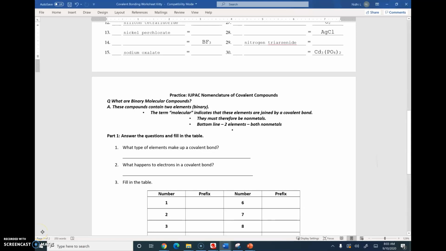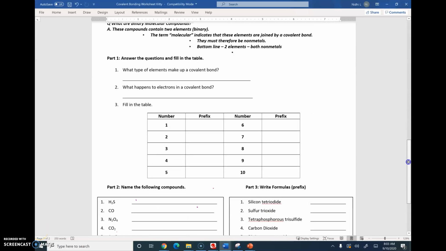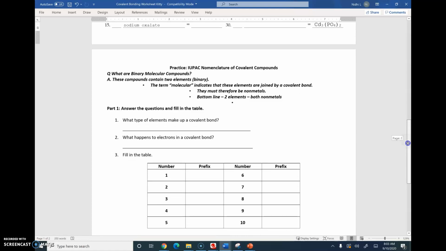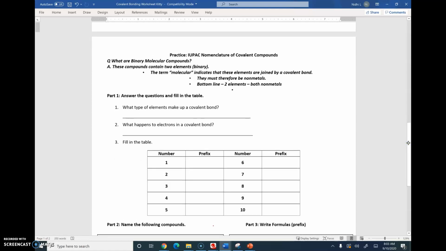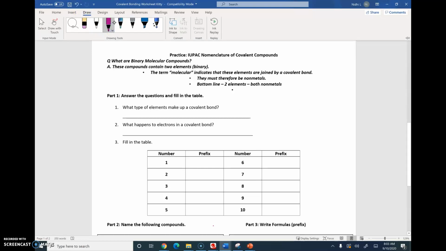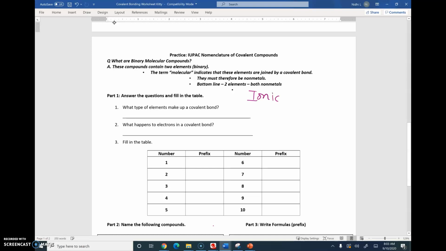Hey guys, this video is on covalent compounds. So you guys have been learning ionic compounds, and ionic, if you remember, is with metal. Ionic has metal bonded to a nonmetal, metal plus nonmetal. And what we have here is covalent, which has two nonmetals coming together.